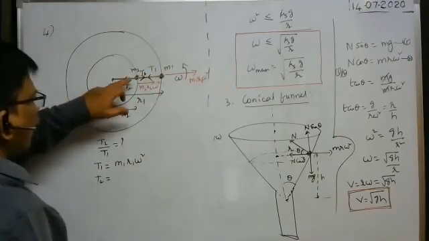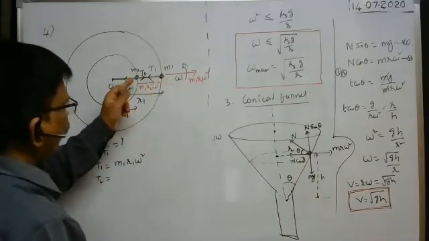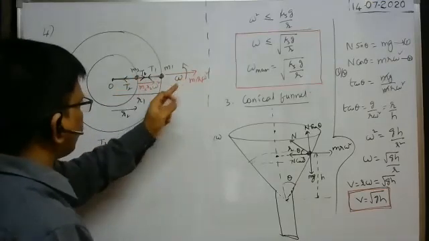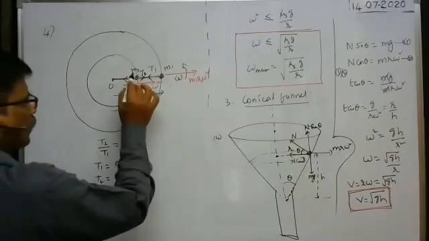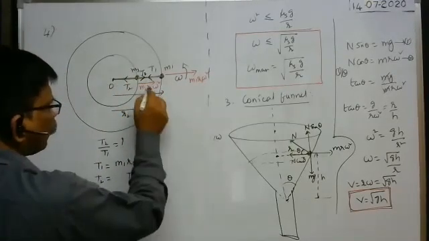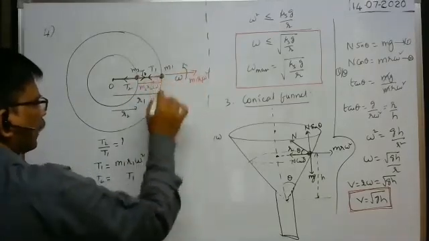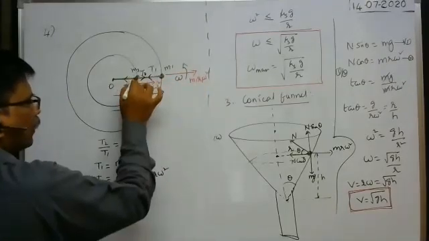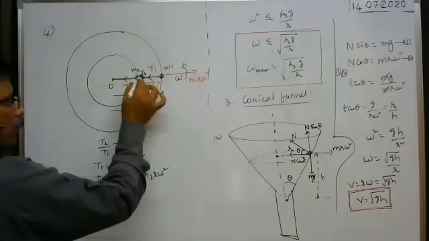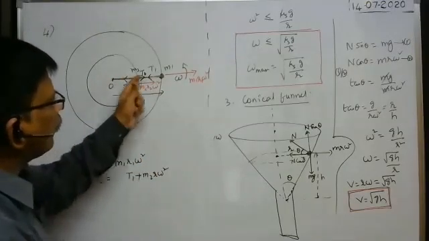Now on the second body, T1 acts away from the body in this direction, and centrifugal force M2 R2 omega square also acts on the body away from the center. So totally on the second body, T1 and M2 R2 omega square act away from the center in this direction. So the total force acting on the second body away from the center is equal to M2 R2 omega square plus T2.